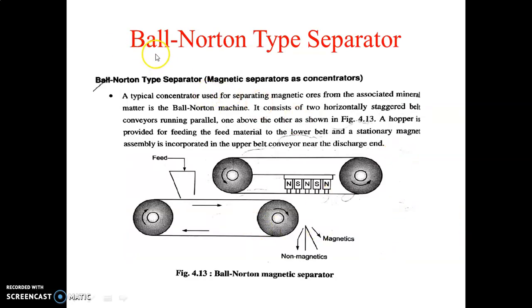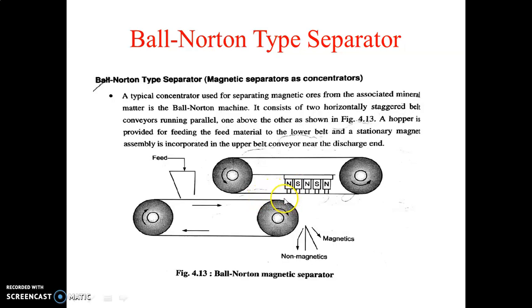Now there is another equipment known as the ball Norton type separator. It consists of horizontally staggered belt conveyors. These are the belt conveyors running parallel, one above the other, as shown in the figure. There are two belt conveyors. The top belt conveyor has a magnetic assembly, and the other conveyor does not contain any magnetic assembly. You have to feed the material to be separated from here. This is called a hopper. Then this material will go in this direction under the first belt.